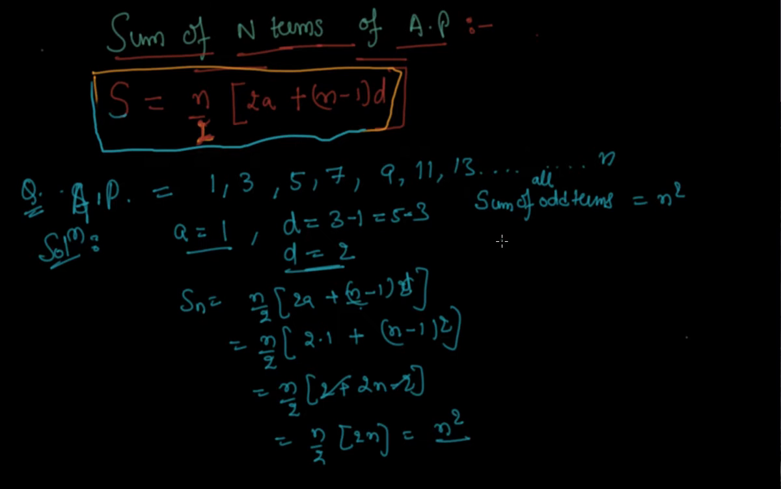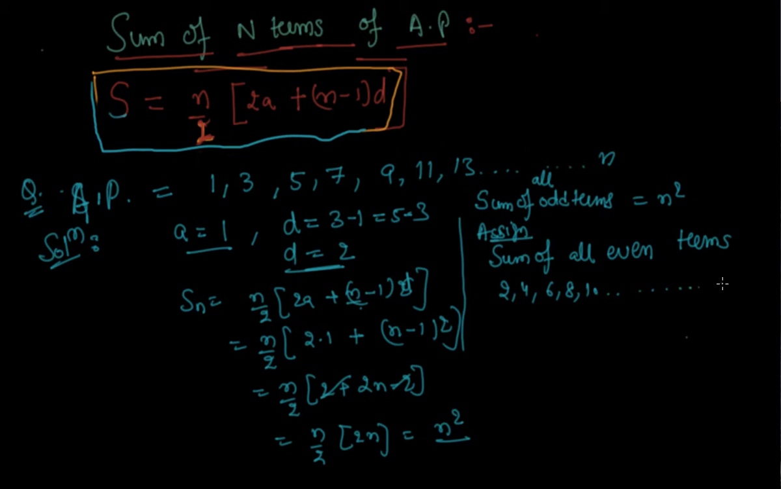I am giving you one assignment on this. You have to find the sum of all even terms. Here I solved it for the sum of odd terms, and the assignment for you will be the sum of all even terms, which are 2, 4, 6, 8, 10, goes up to n. You have to use the formula of the sum of n terms after getting the values of a and d. You can use the formula directly after that. If you still face any issue, please comment in the comment section.